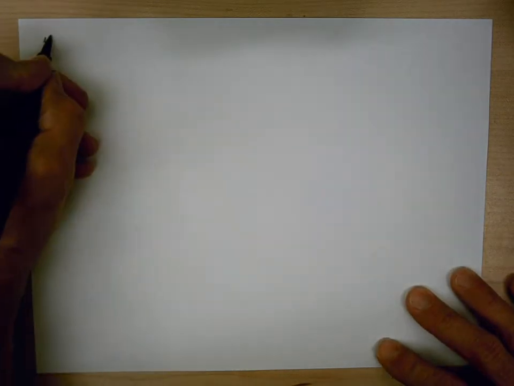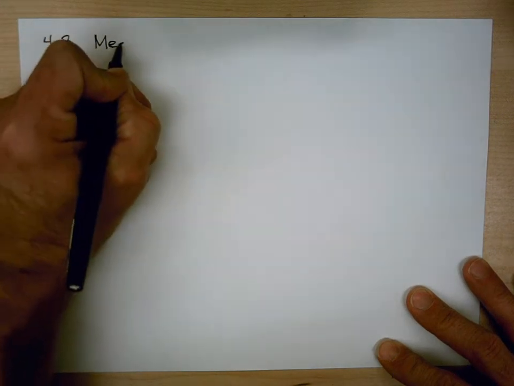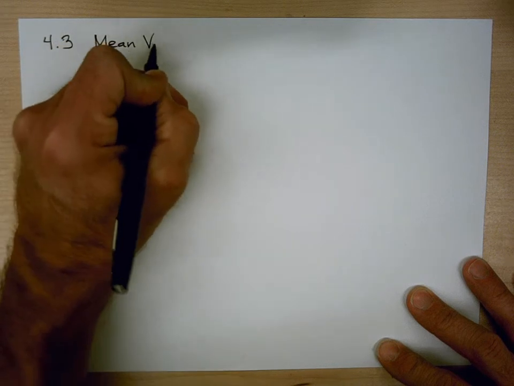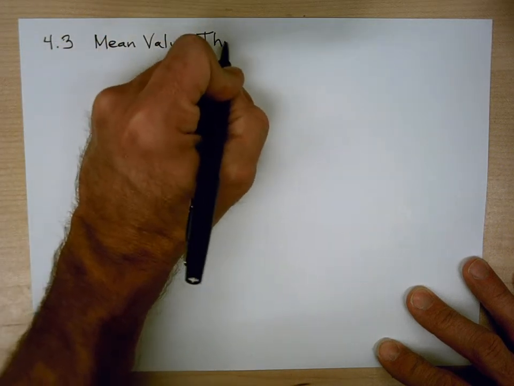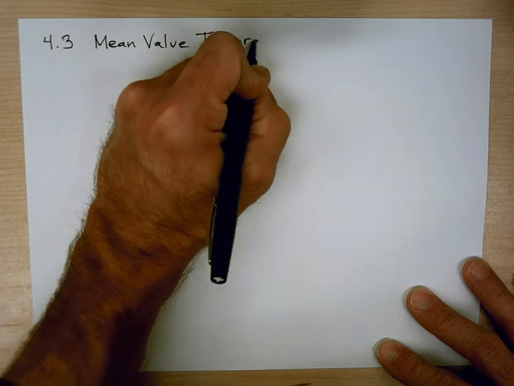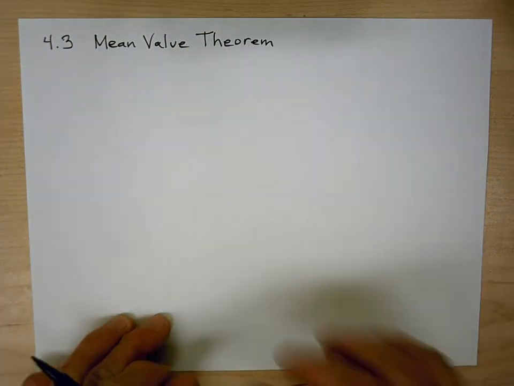Alright, in this lecture I'm going to talk about some topics from 4.3, and the first one I'm going to talk about is called the mean value theorem. We actually saw a version of the mean value theorem in 4.2 where Robert talked about Rolle's theorem.